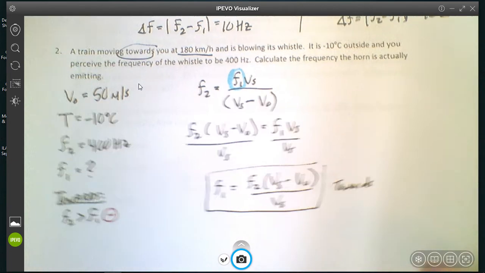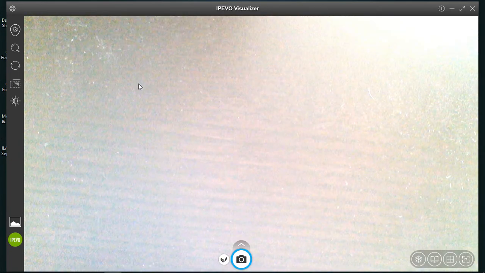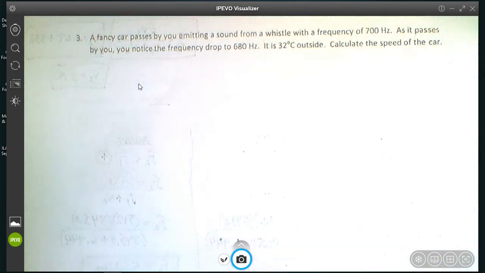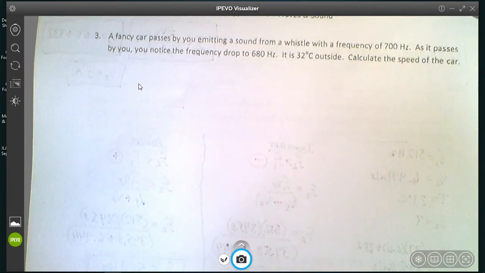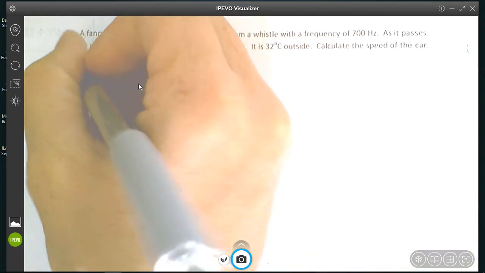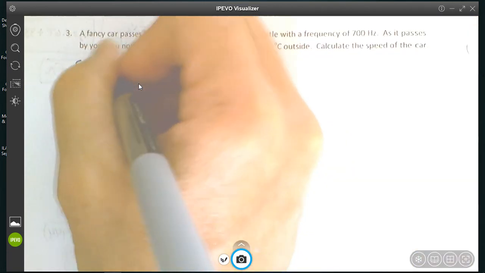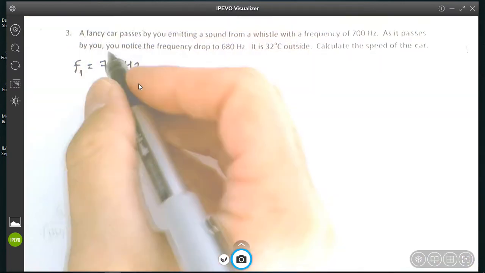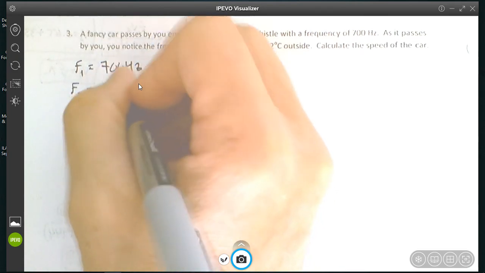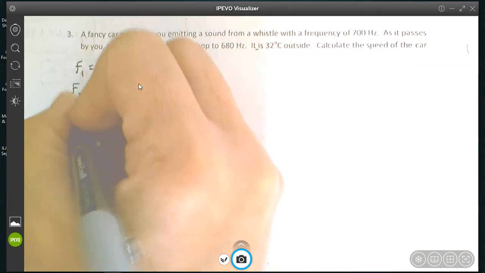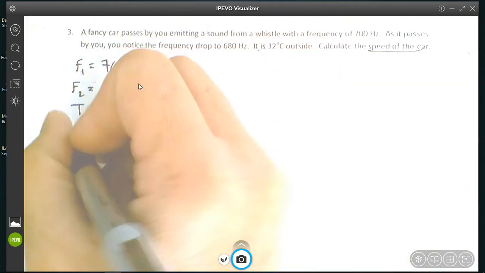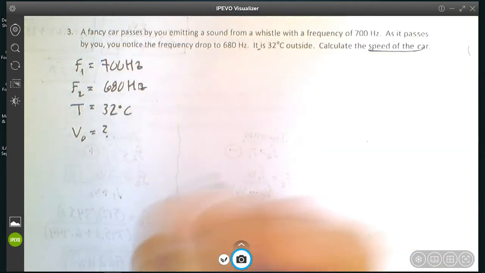Okay, let's try rearranging some of the other ones. Basically, once you do these examples, you have all the rearrangements, or at least the skill set to do those rearrangements. All right. Fancy car passes by you emitting a horn. So it's emitting a frequency of 700 hertz. That's our F1. As it passes by, you notice the frequency drop to 680, as it's moving away. The temperature is 32 degrees Celsius. You can find the speed of sound, and basically it wants us to find out how fast that car was moving.